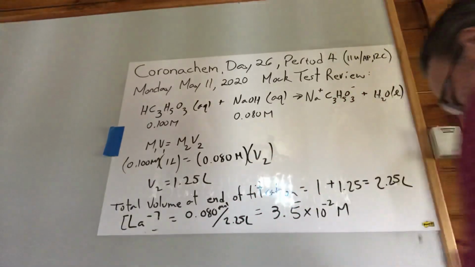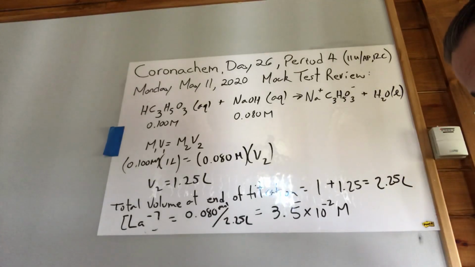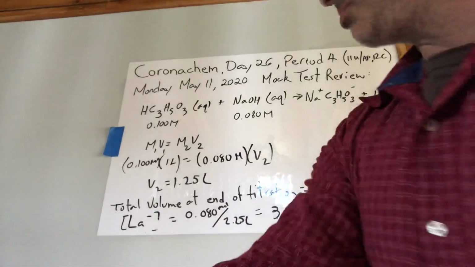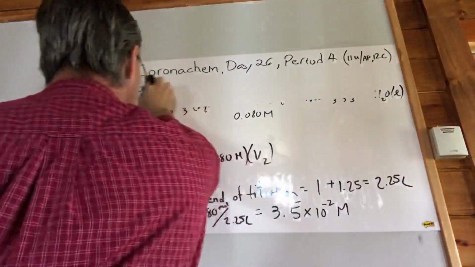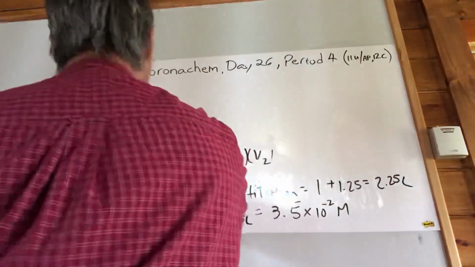Now we're going to use the Kb of lactate to calculate the pH, the pOH that will result. I'm going to get rid of all this to give myself extra room.